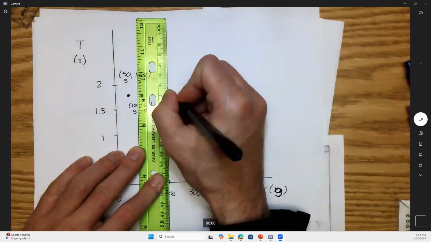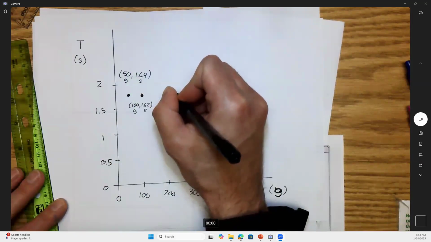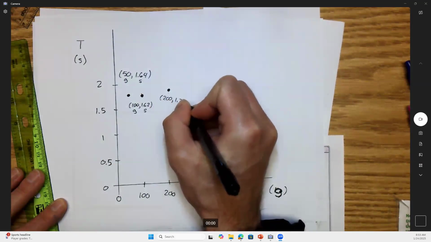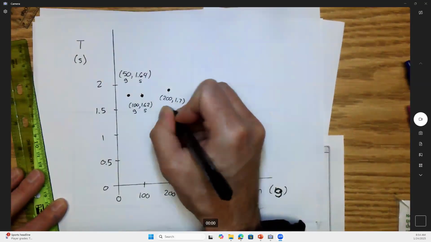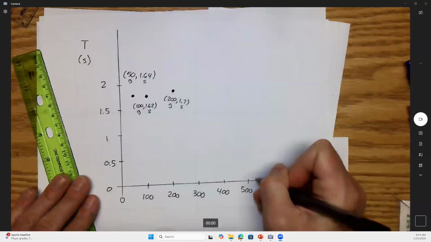200, 1.7 something, 5. Ooh, actually, you know what? Now I'm looking at my points and they're off a little bit. That's all right. Yeah, shift them up a little bit. All right. So 200, and you said 1.7 something? Yeah. Okay. So grams, seconds. All right. Next one. 500 and then 1.722.